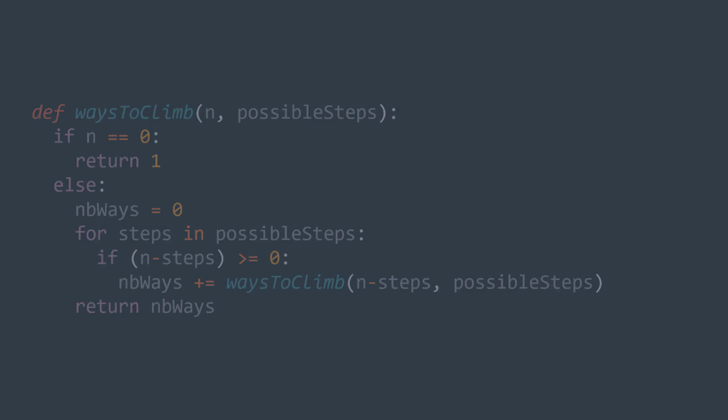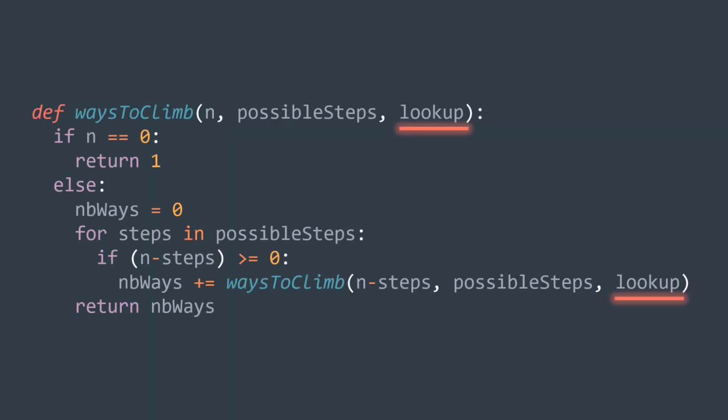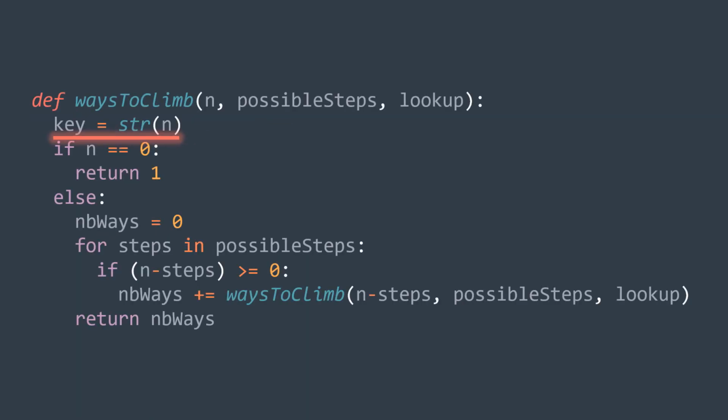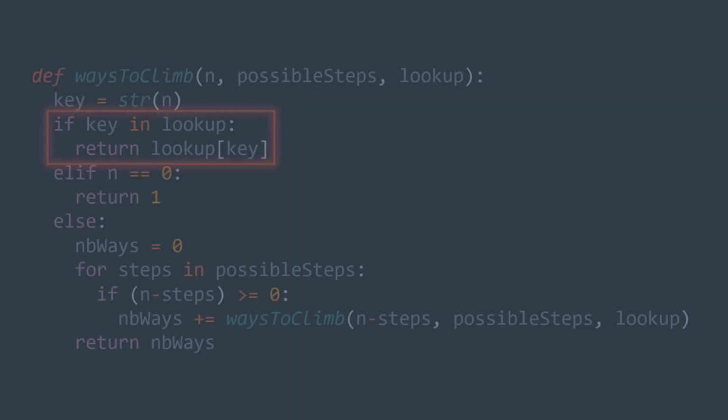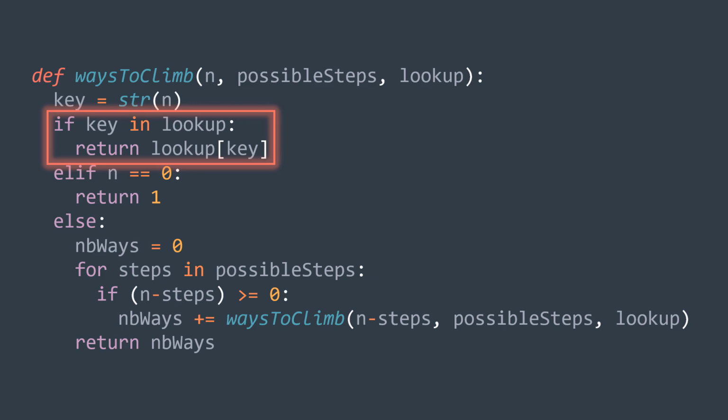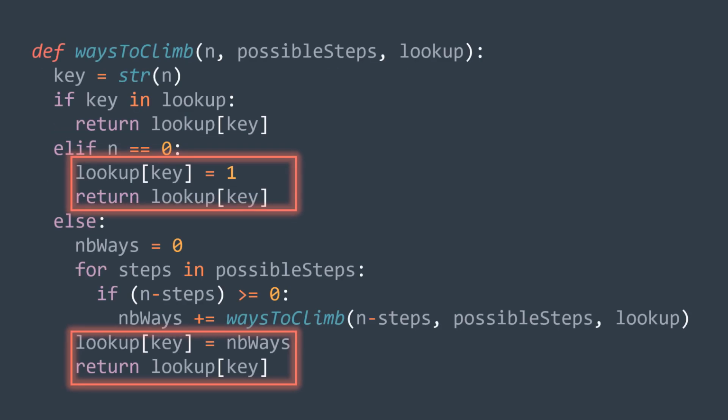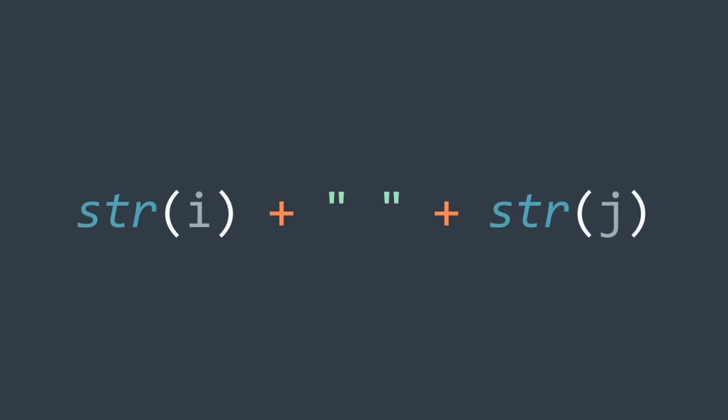We add a parameter lookup, which is an empty map at the beginning. We create the key, which is just n in our case because we have only one changing parameter. And third step, we add the base case to check if we already have the value. We write if key in lookup, return lookup of key. And last step, before every return statement, except the first one obviously, we store the output in lookup of key and we return it. Note that if we have multiple changing parameters, for example i and g, the key would be a concatenation of all of them separated by a space.